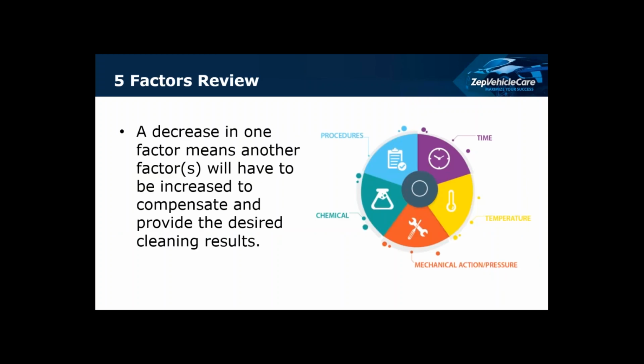So just kind of in review of the 5 factors, you can see there's, again, time, temperature, mechanical action, chemical action, and procedures. And again, as I said earlier, a decrease in one of these factors means that one of the others, or a combination of the others, have to take up the slack to complete that 100% in the pie chart to make sure you have effective cleaning.